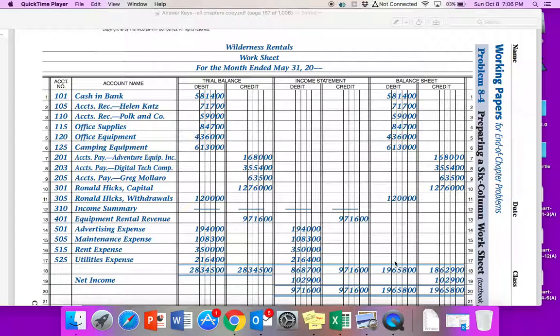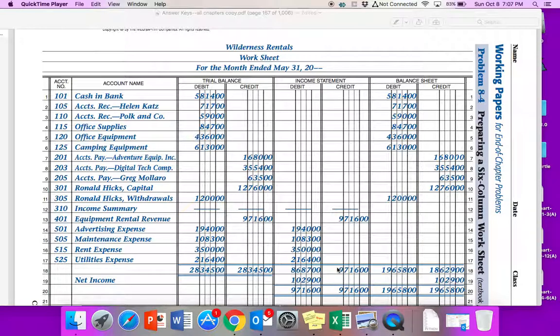And you'll notice that they're not equal. And then you add up all the debits over in the balance sheet column and all the credits. And again, you'll notice that they are not equal. But if you take the 9,716 and you minus 8,687, you'll notice the difference is 1,029. And if you take 19,658 minus 18,629, you're going to get 1,029. If this number is equal from the income statement to the balance sheet, then everything is in equality and it's balanced, and this is a good thing.